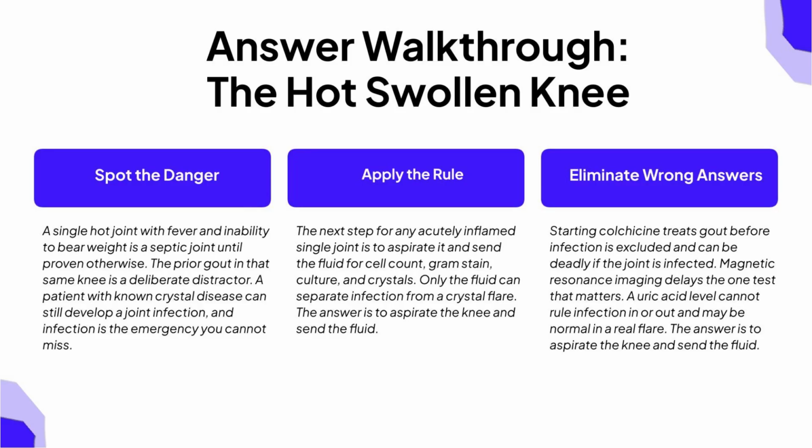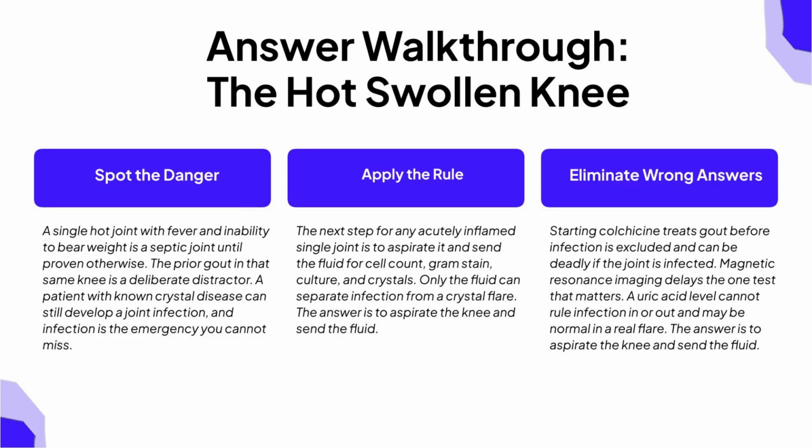The next step for any acutely inflamed single joint is to aspirate and send the fluid for a cell count, gram stain, culture, and crystal analysis, because only the fluid can separate infection from a crystal flare. So the correct answer is to aspirate the knee and send the fluid. Now eliminate the wrong answers.